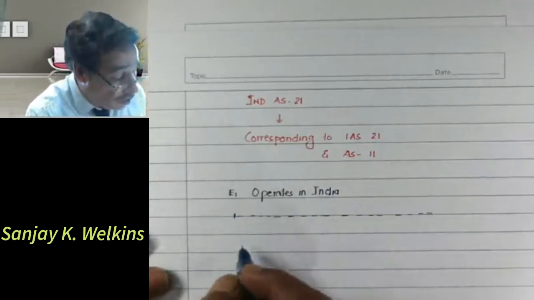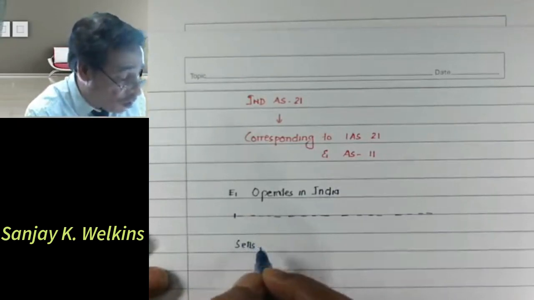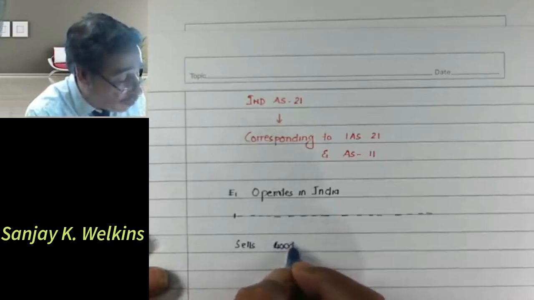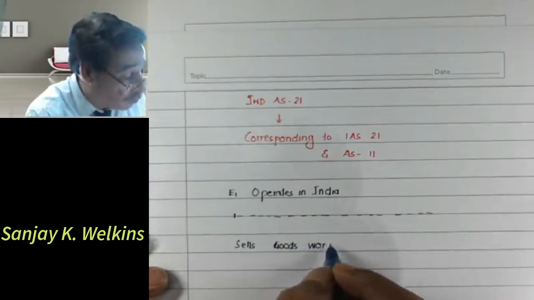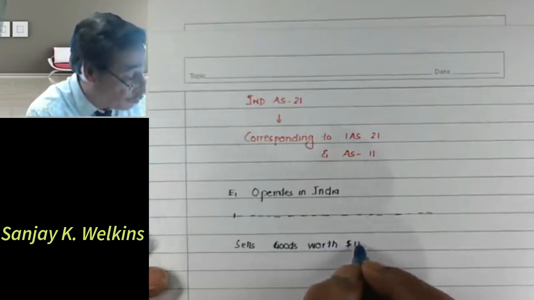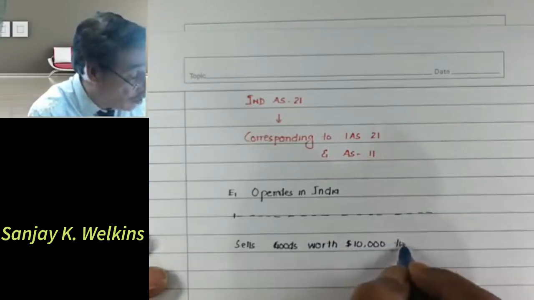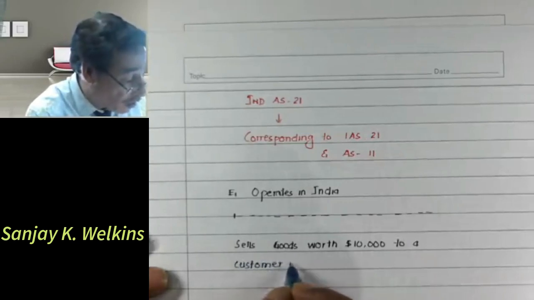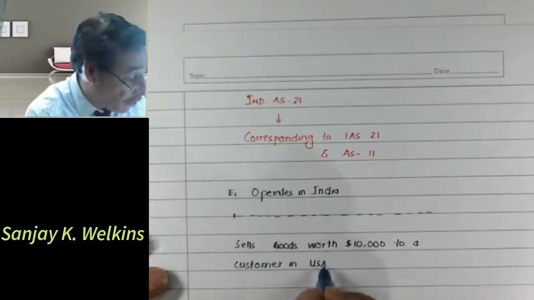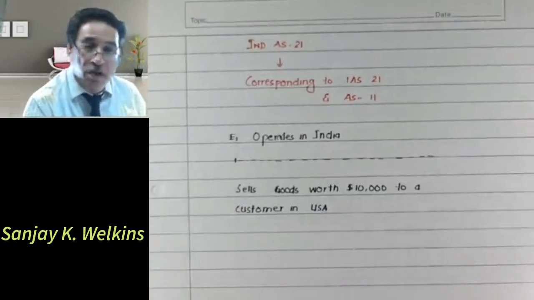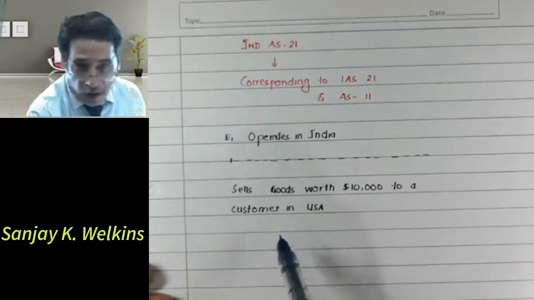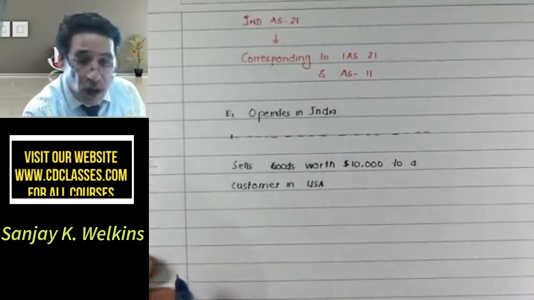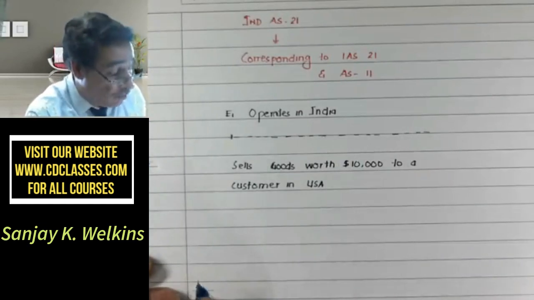We further presume that during the current year, this entity sells goods worth $10,000 to a customer in the United States of America. Obviously, this is a foreign currency transaction. All such transactions which are denominated in foreign currency are known as foreign currency transactions, correct? Now, the problem is that with respect to Ind AS 21, how to account for this particular transaction? What I mean to say is, how this transaction should be recorded.